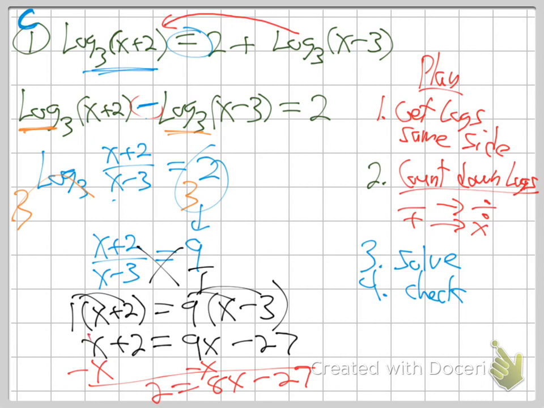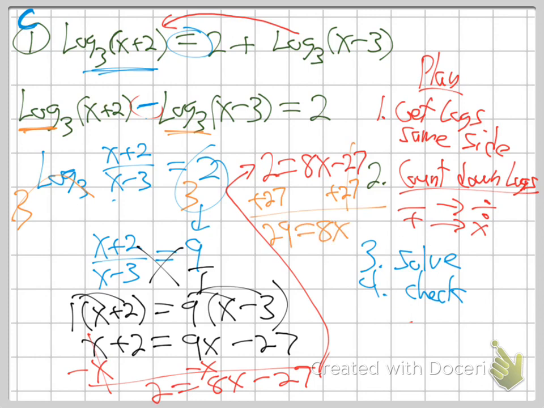I just canceled this one out, so I'll bring it over here. I'm running out of room, so I'll bring it up here maybe. 2 equals 8x minus 27. Add 27 to both sides. Boom. So 29 is 8x. Last step. Divide by 8. There it is. 29 over 8 maybe. We have to check it.